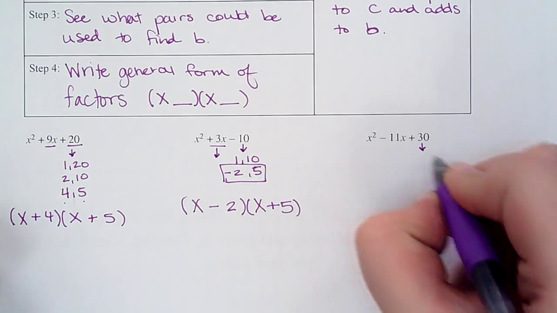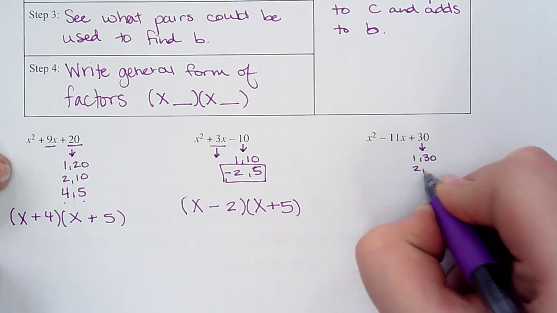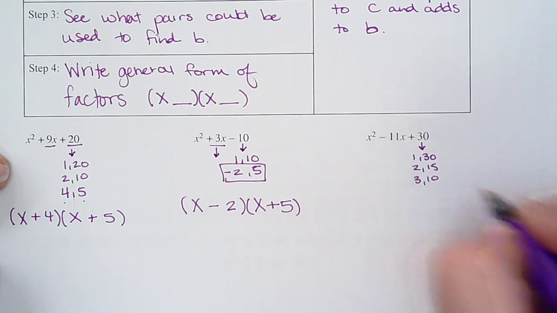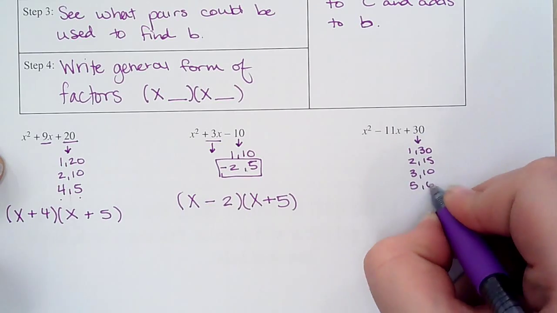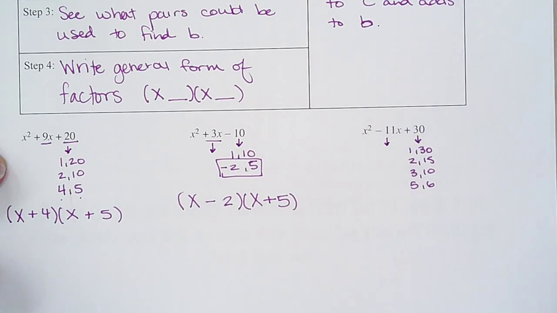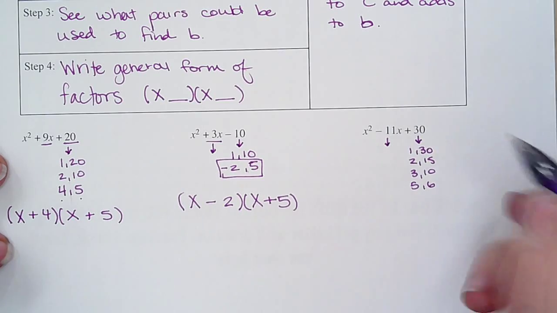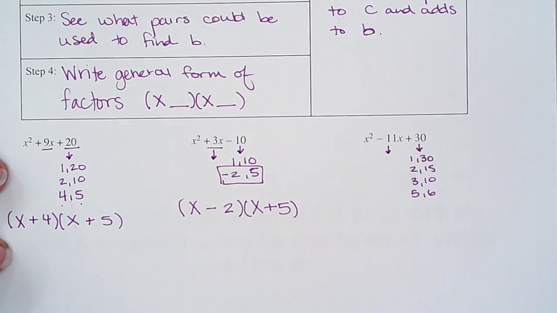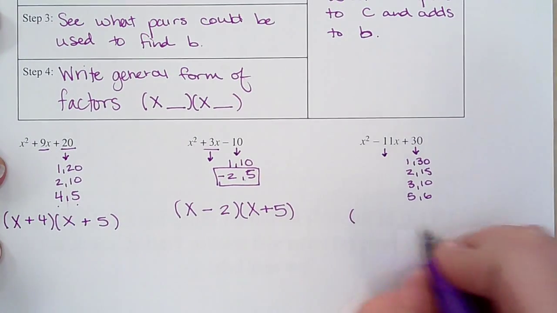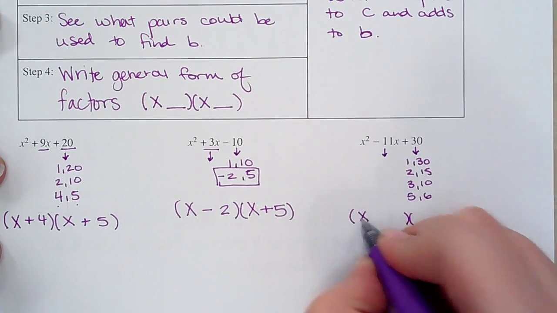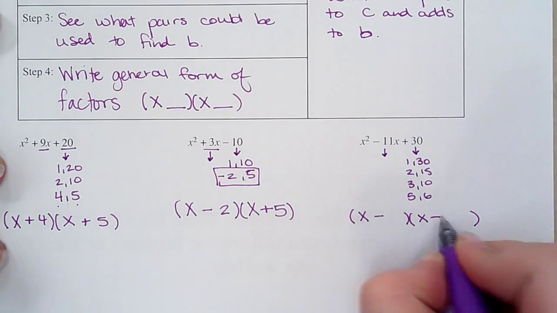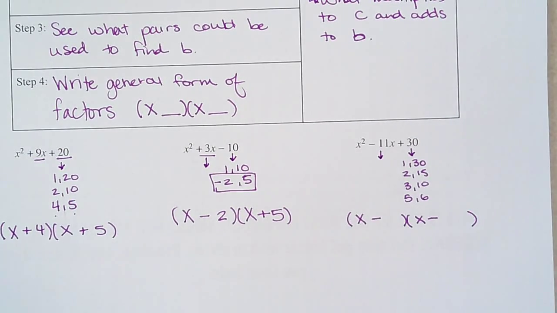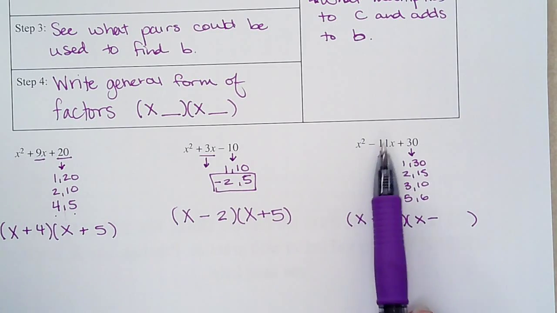What multiplies to C? 1 and 30, 2 and 15, 3 and 10, 5 and 6. What adds to negative 11? Well, I know if something has to add to a negative number but multiply to a positive number, both of them have to be negative. So I can actually go in here if I choose to and write the form like this. If I know both numbers have to be negative, I can write these in as both being negative. Now, which of these could I make negative to get to a negative 11?